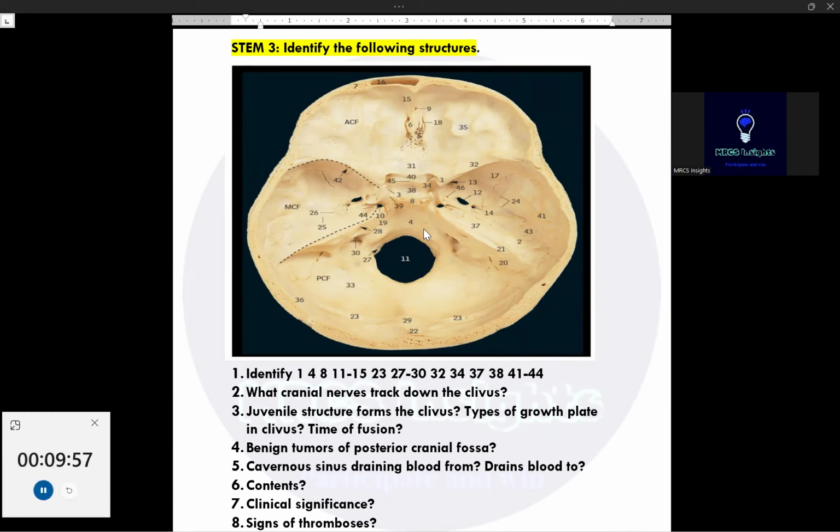What is number 1 here? Number 1 is the anterior clinoid process. Okay. Now tell me what is number 4? This is the clivus. Okay. Can you tell me the name of a nerve which tracks down here? Here, the abducens nerve. Excellent, the abducens nerve. What is number 8? This is the dorsum sellae.